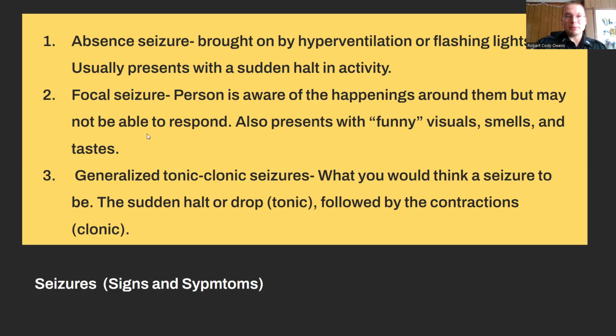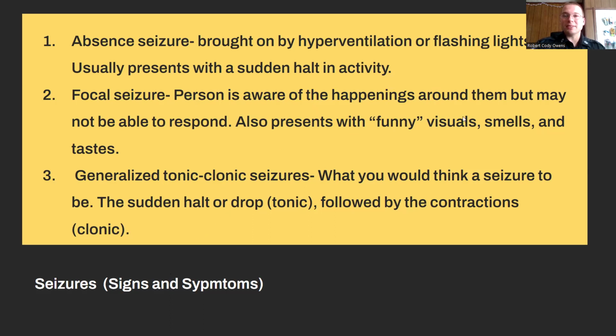This presents with a sudden halt in activity. You're just sitting there hanging out talking, and someone's just locked. You're saying their name for a good 10 seconds and they're just gone. That's an absent seizure. There's no activity, they just stop. A focal seizure is when someone is aware of their surroundings and may be able to hear you, but they won't be able to respond appropriately. They may report funny visuals, smells, and tastes.